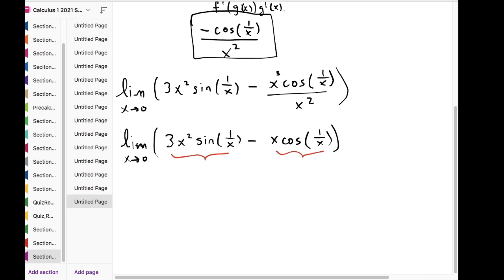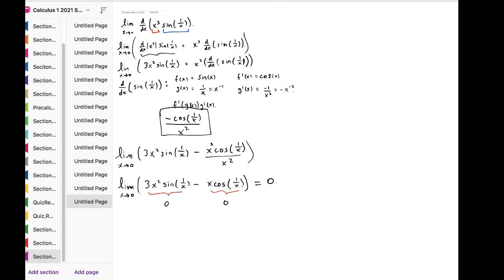Good, yeah, it's 0 by the squeeze theorem. For each of these, the functions are squeezable, right? Sine is between 1 and -1, and then when you multiply in the x squared, it squeezes to 0. Similarly, this squeezes to 0.